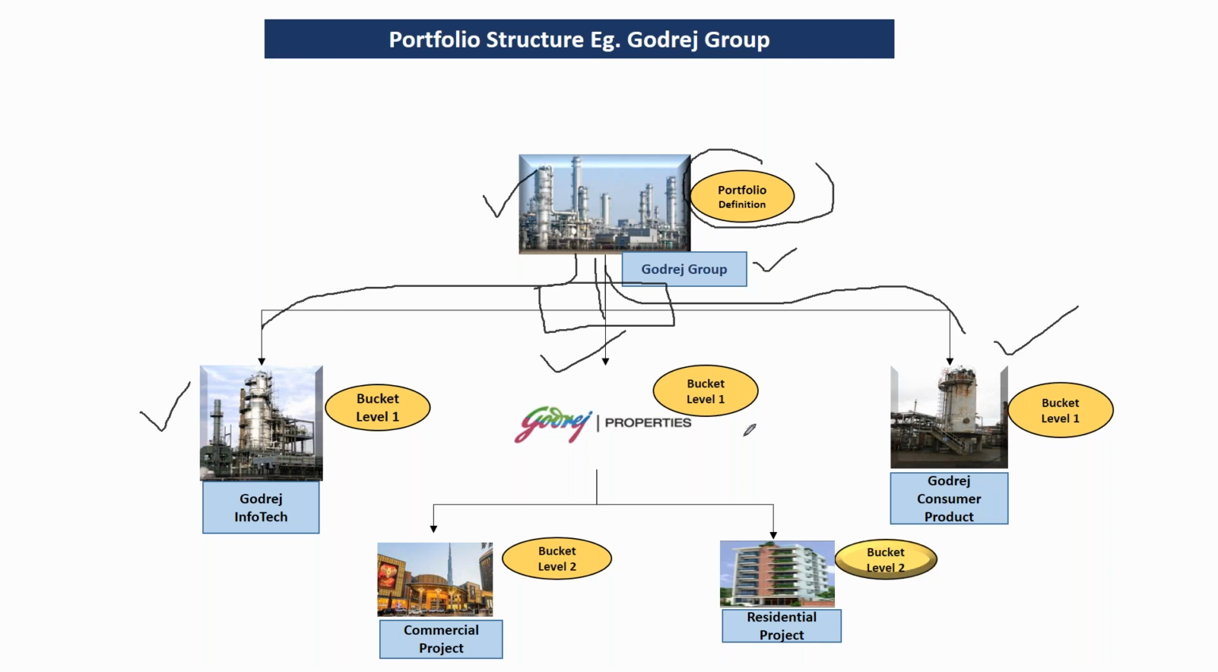In some cases you can directly create a portfolio definition for Godrej Properties. Let's say only Godrej Properties, as a company, is implementing SAP PPM. In that case, Godrej Properties will be created as the portfolio definition, and further we can create a first level bucket, then a second level bucket as an individual department, or whatever way you are creating.